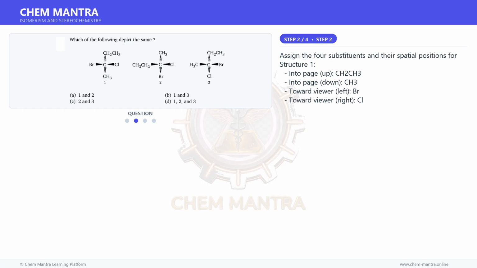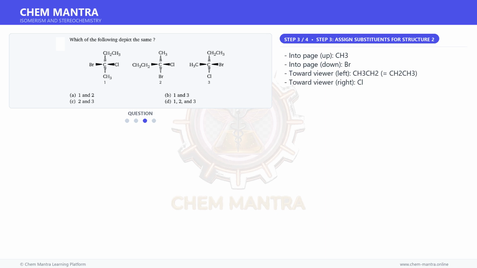Assign the four substituents and their spatial positions for structure 1. Into page, up CH2CH3. Into page, down CH3. Toward viewer, left Br, toward viewer, right Cl. Moving on to the next step.